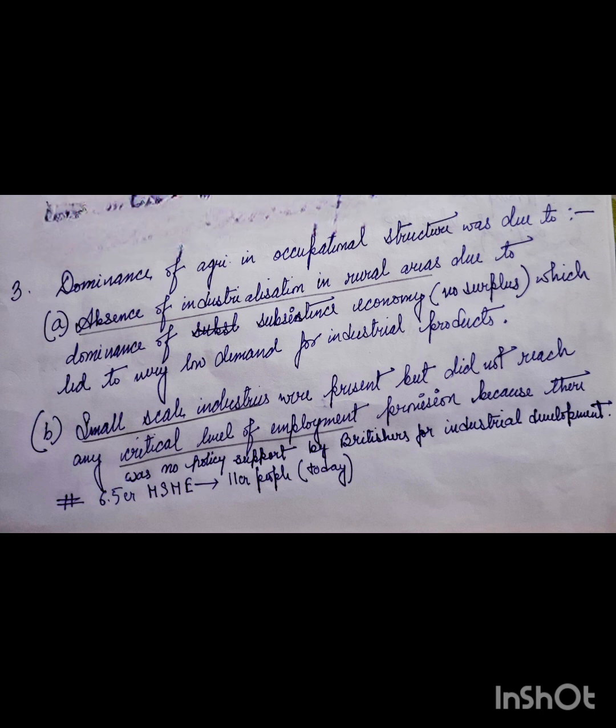So we have understood why the agricultural sector contributed so much to the GDP. Now, coming to the 73% of the labor force in the agricultural sector. Why was so much of the labor force employed in agriculture? The first reason is the absence of industrialization in rural areas. And why was it so?